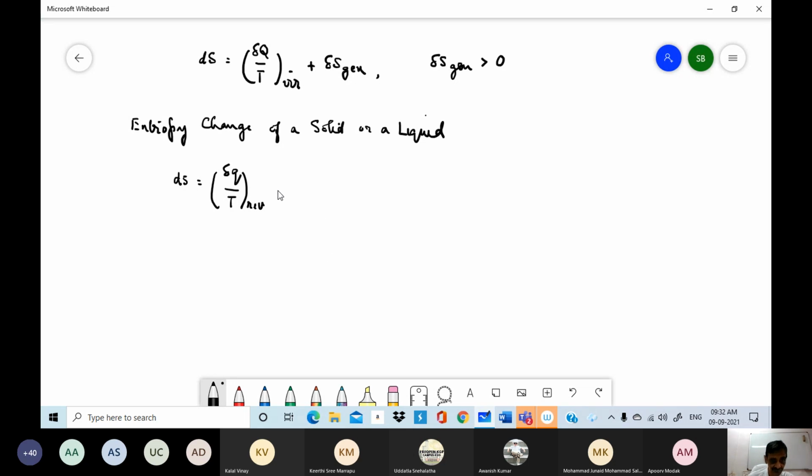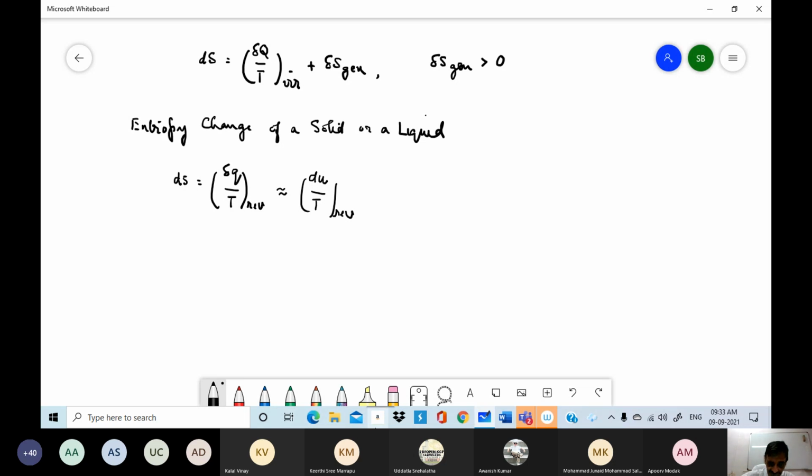So here the expansion is usually negligible. So then the PdV contribution can be neglected. Since I'm neglecting something, that is why it is approximately equal to; this is equal to du divided by T reversible.